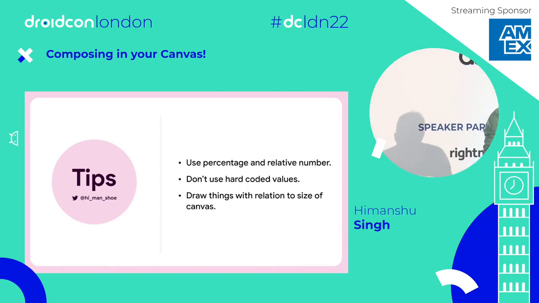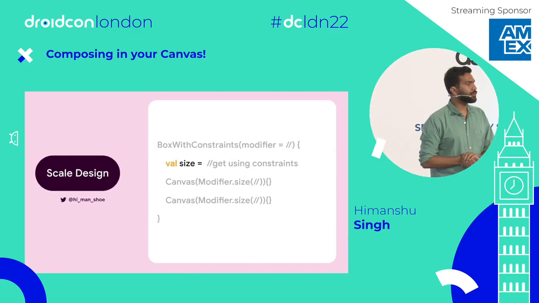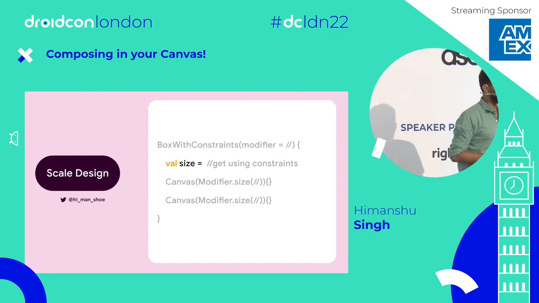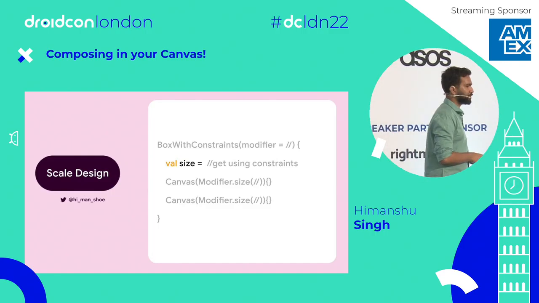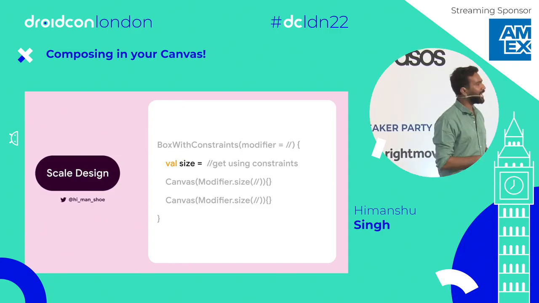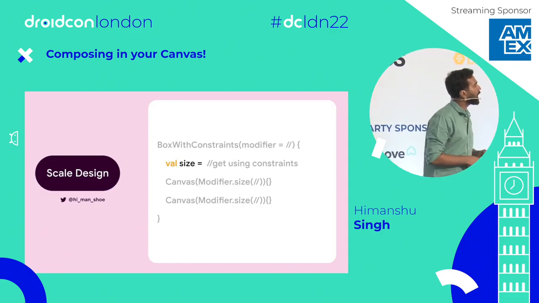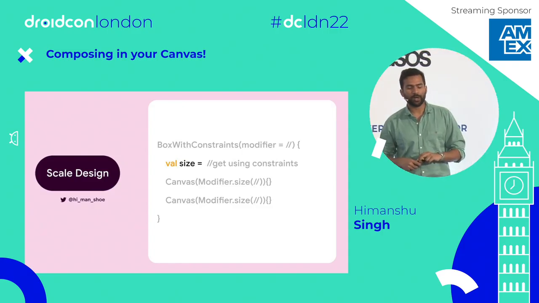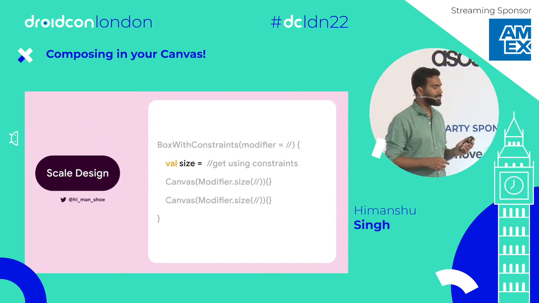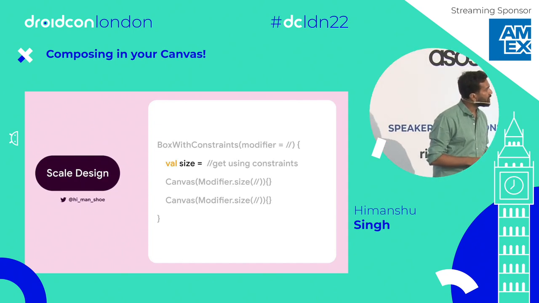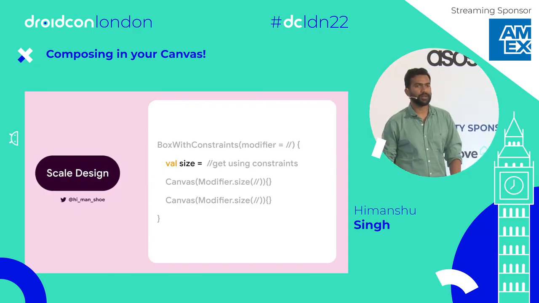So what do I mean by that? Consider we have 2 canvases. This might not be the best performant thing, but this is just an example, so sorry for that again. So we have this size, and we are wrapping both canvases inside BoxWithConstraints, which will have its own modifiers. But the best part about this is we can get the size from BoxWithConstraints.